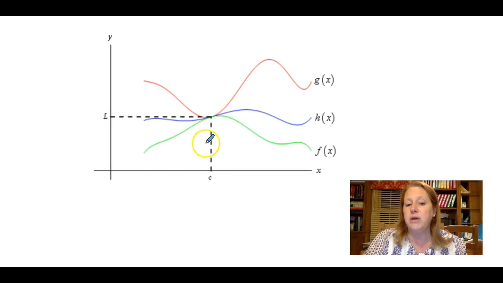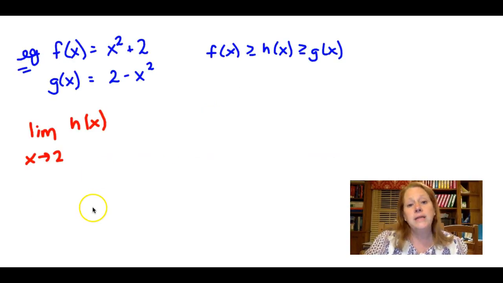So say that they're equal to each other at c, because then the limit as x approaches c of g of x coming from both sides will be L, and the limit as x approaches c of f of x coming from both sides will also be L. So since h of x is kind of in between the two of them, that limit must be the same as well. So here's an example of the squeeze theorem that I just kind of threw together.